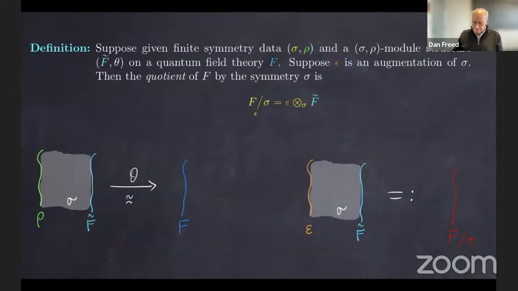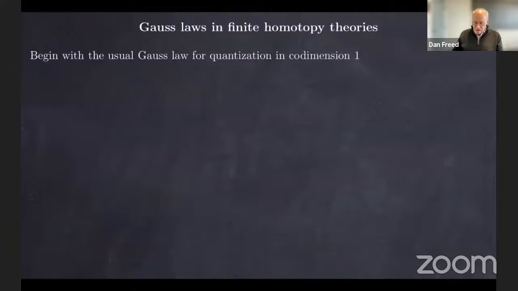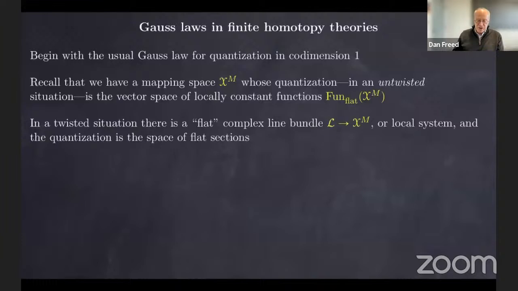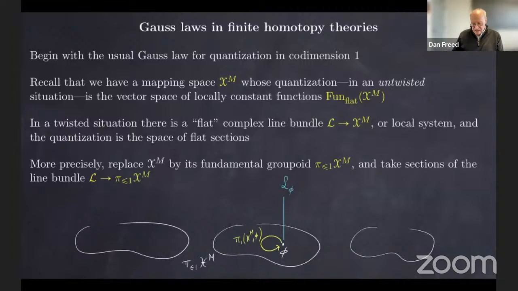Now, what is the higher Gauss law? Well, what is the lower Gauss law first? So supposing we're doing a quantization as before in codimension one, in one of these finite homotopy situations. So we're going to be quantizing this mapping space and we want to take the locally constant functions on it. That's the usual quantization when we don't have a twisting or we don't have a cocycle at all. But if we're in a situation where we have the cocycle, then the data that cocycle gives is a complex line bundle over this mapping space in codimension one. And it's a flat bundle, it's a local system. And what we want to do to quantize is take the space of flat sections. So what does that mean? It means that we really replace the space by its fundamental groupoid. So now we need pi one as well as pi zero.